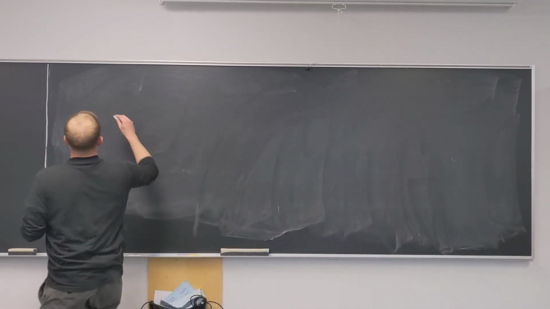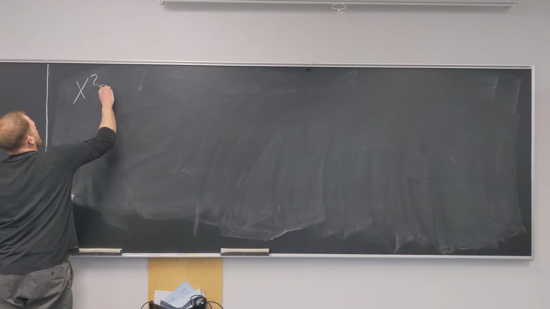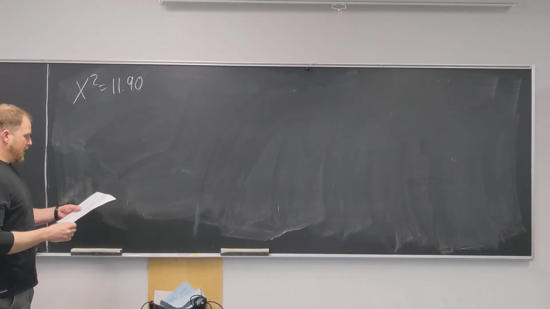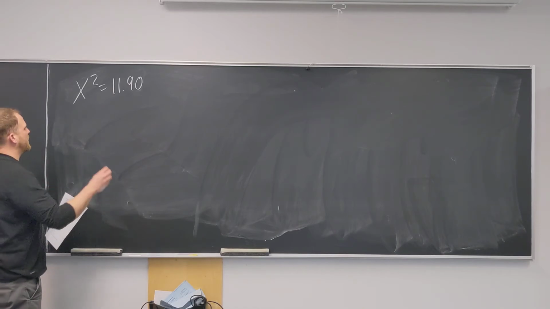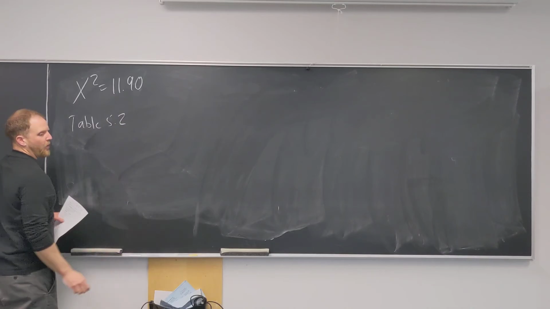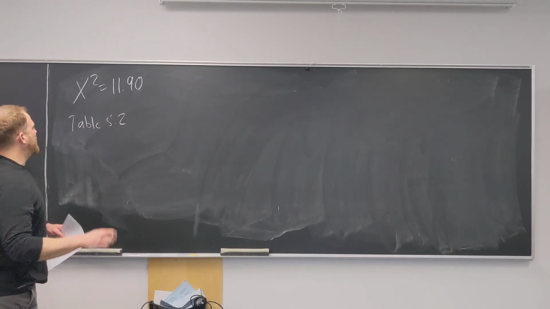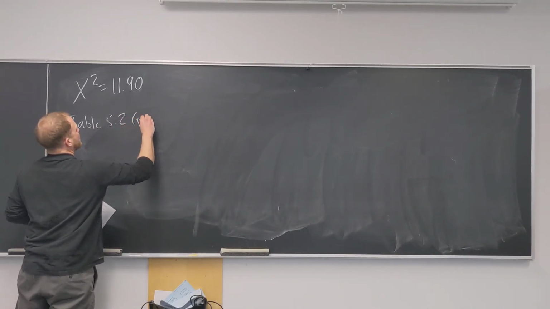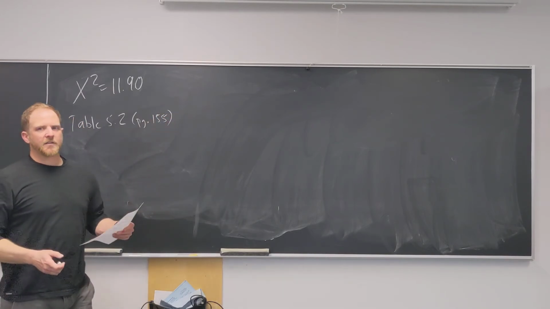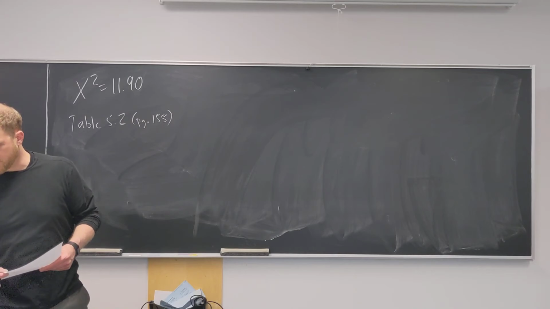Okay, so our chi-squared is 11.90. Okay, what the heck do we do with that one? So what I want you to do is take a look at table 5.2 in your textbook. That's actually page 155. I'm going to draw out a simplified version of that just to show you, but I want you to follow along with this in your textbook.